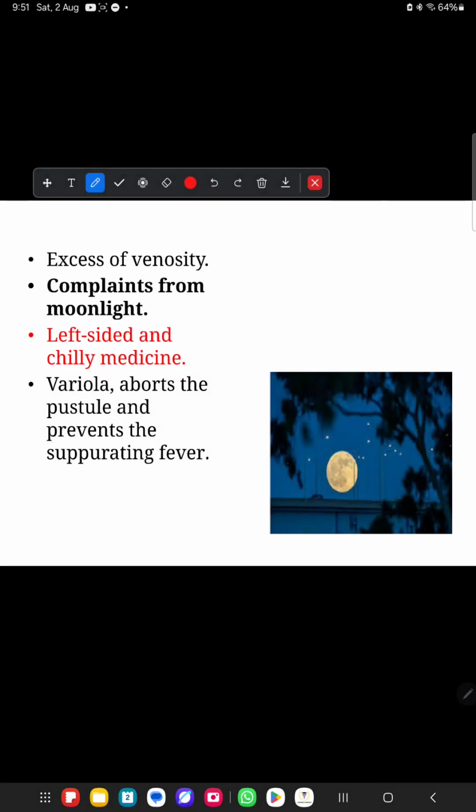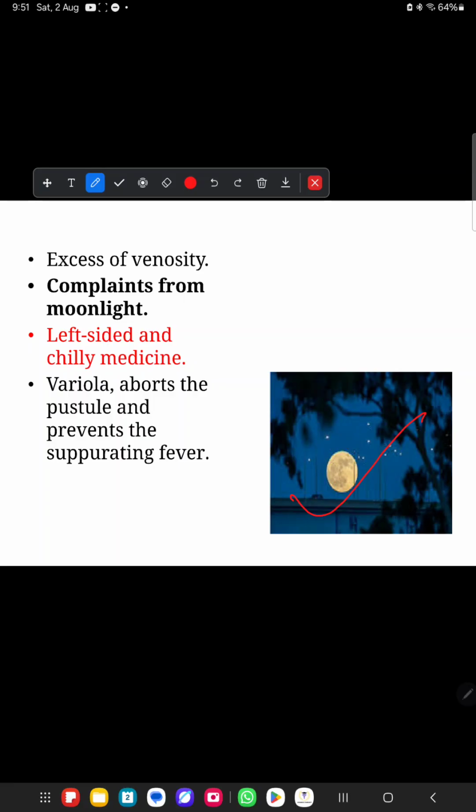Excess of venosity. I have already told you about the ranula, which is bluish in color. Why? Because of varicose vein. Suppose you are finding this, then we can think about this medicine. And if any complaint develops after the moonlight, then we can think about Thuja.